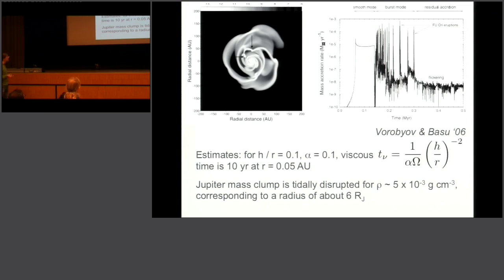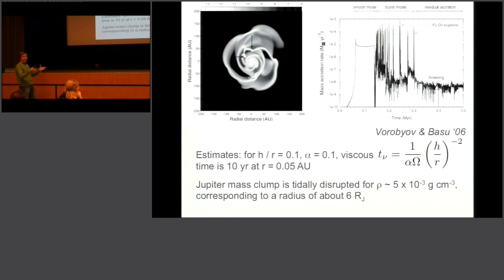Now you can do some estimates to see whether this is kind of a sensible model. If you imagine that the inner disk has h over r of 0.1 in this high accretion rate state, and alpha of 0.1, this would be the expression for the viscous timescale we gave before. So that time is about 10 years at a radius of about 0.05 of an AU.